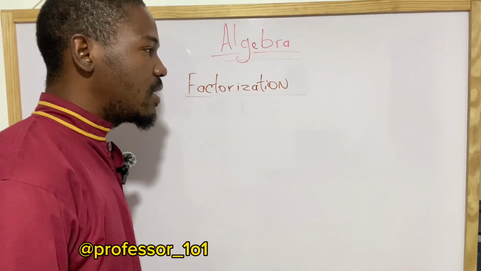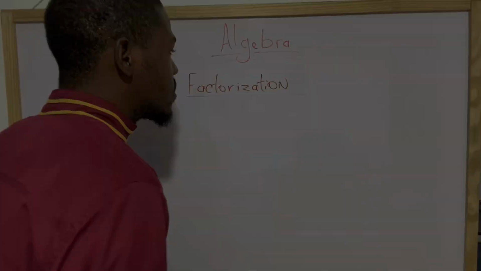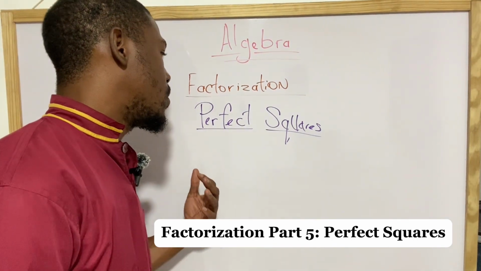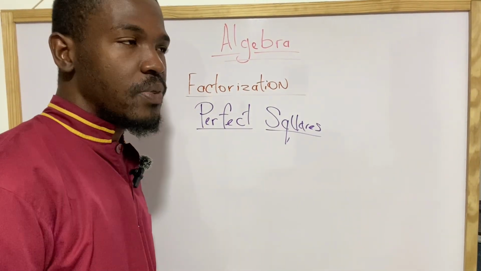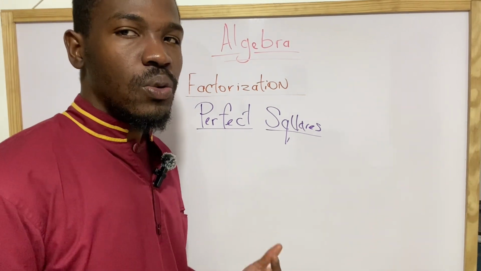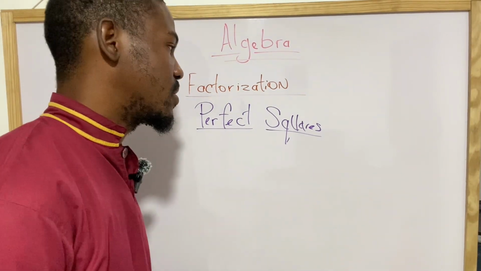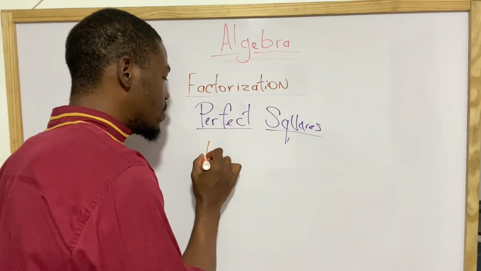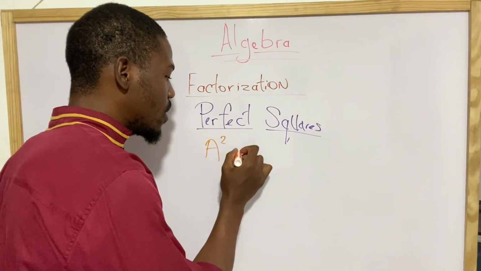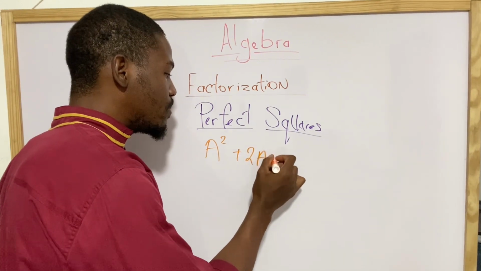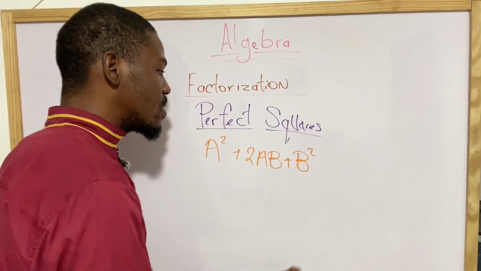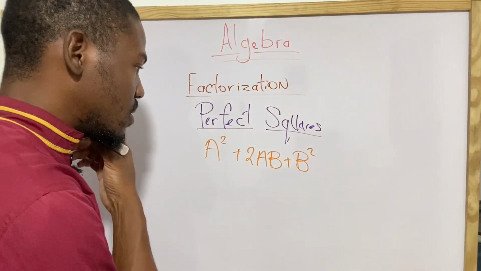Now let us dive deeper into our lesson. So in wrapping up our lesson on factorization, we're going to touch on perfect squares. Perfect squares is another unique form of factorization. One of the unique things about it is that it comes in the form of a squared plus 2ab plus b squared. So that's the form that it comes in.